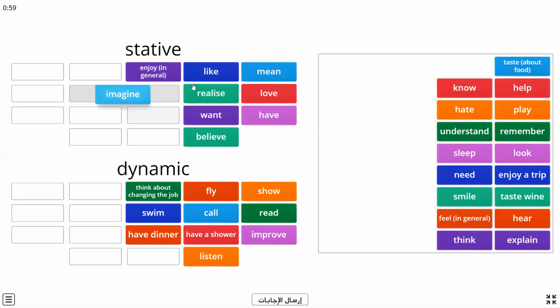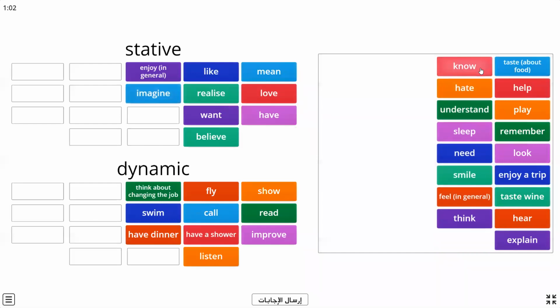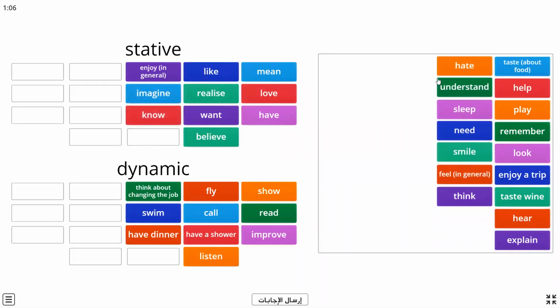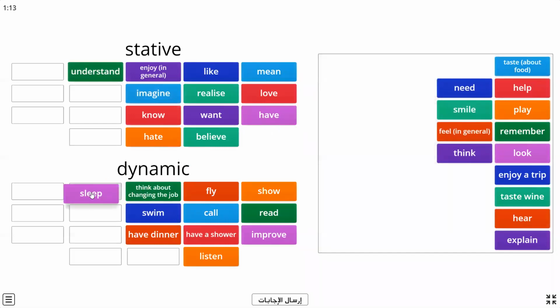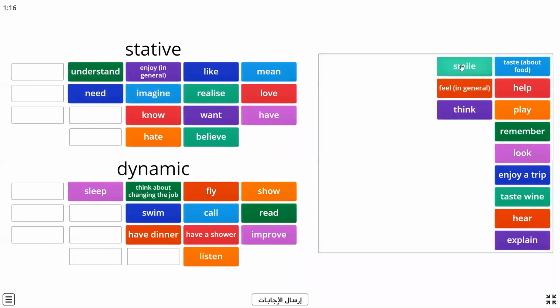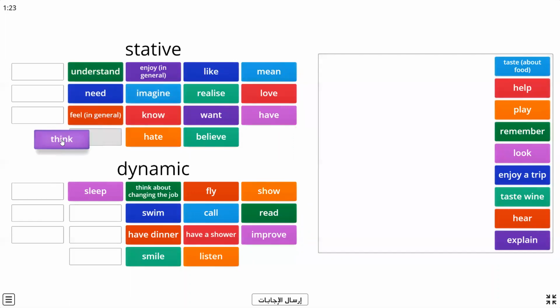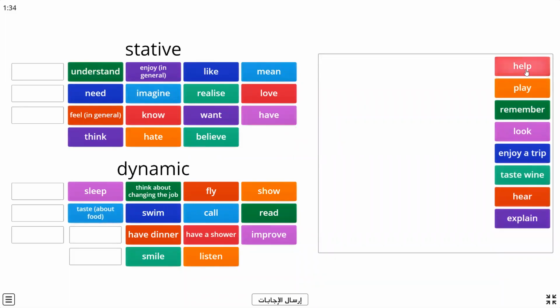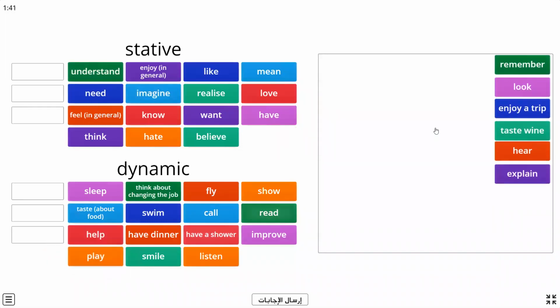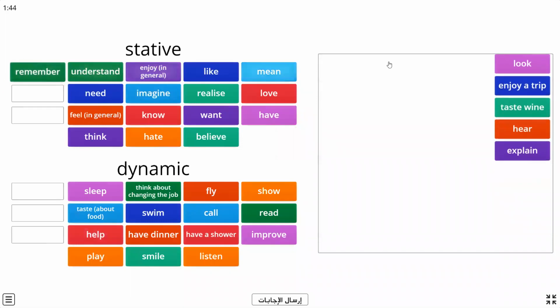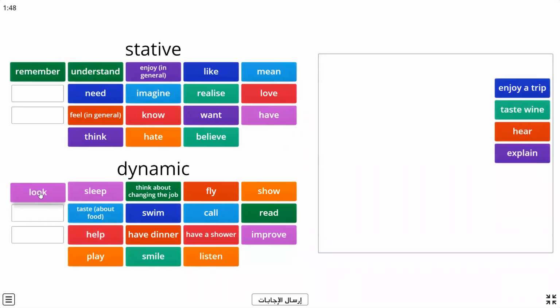Imagine, a stative verb. Know, a stative verb. Hate, a stative verb. Understand, stative verb. Sleep, dynamic verb. Need, stative verb. Smile, dynamic verb. Feel in general, a stative verb. Think, stative verb. Taste about food, it's a dynamic verb. Help, dynamic verb. Play, dynamic verb. Remember, a stative verb. Look, dynamic verb.